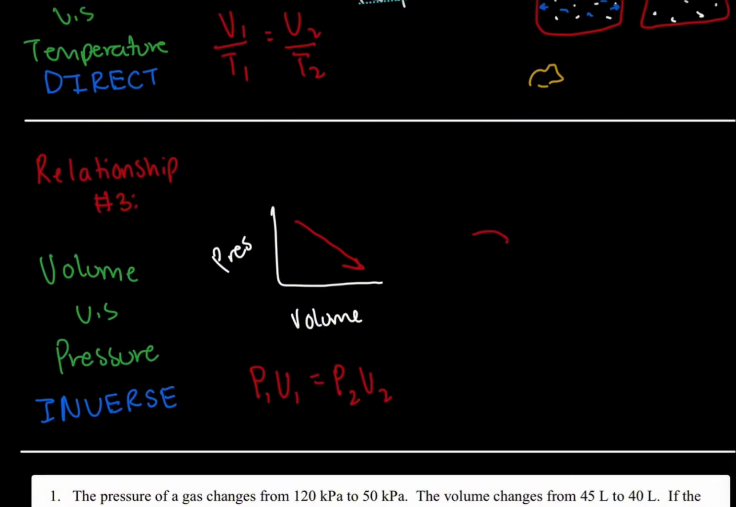So once again, I want you to think of the container. Let's say we start off with a small container. If the volume of this container increases, so there's more space inside, the particles inside won't be as clustered anymore. So they're going to have more space to roam around. Therefore, the pressure inside this container is going to decrease because now they have more space.